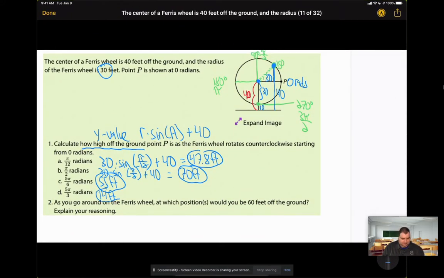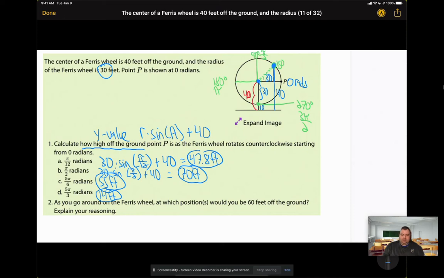Okay. So that's number one. Number two, as you go around on the Ferris wheel, at which positions would you be 60 feet off the ground? Explain your reasoning.